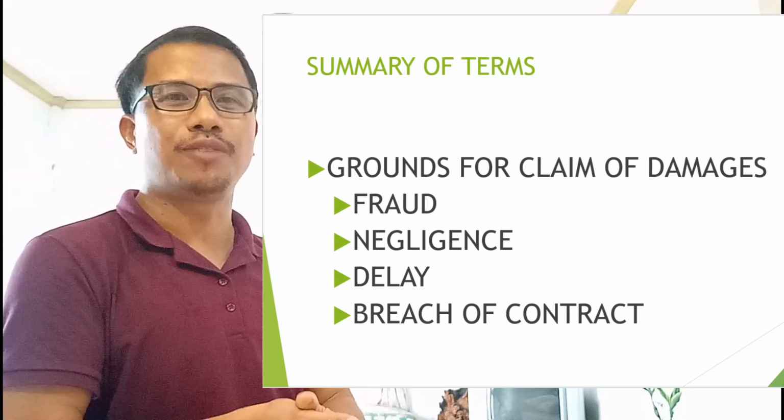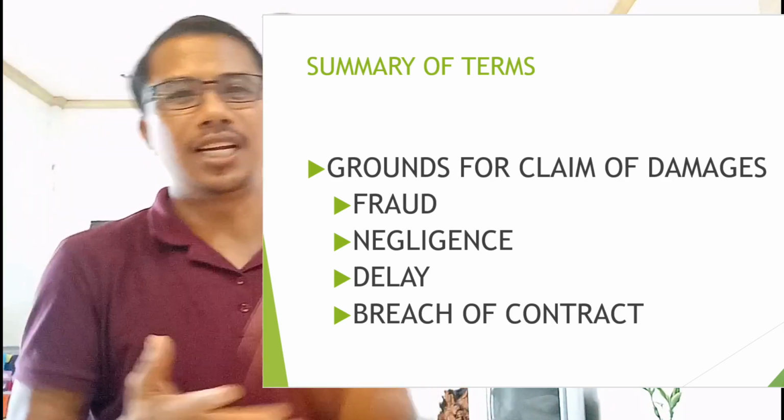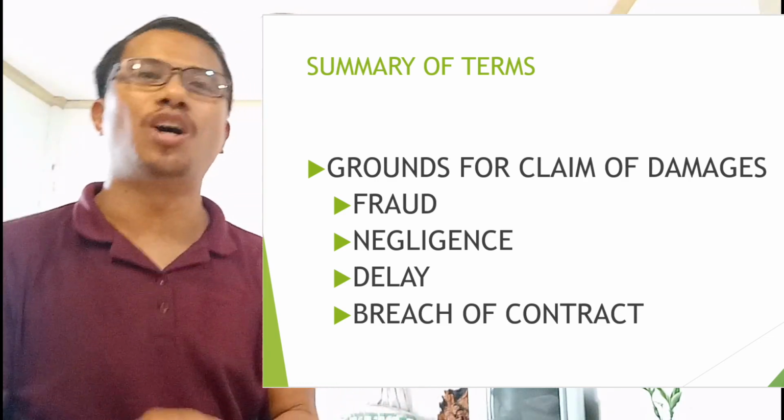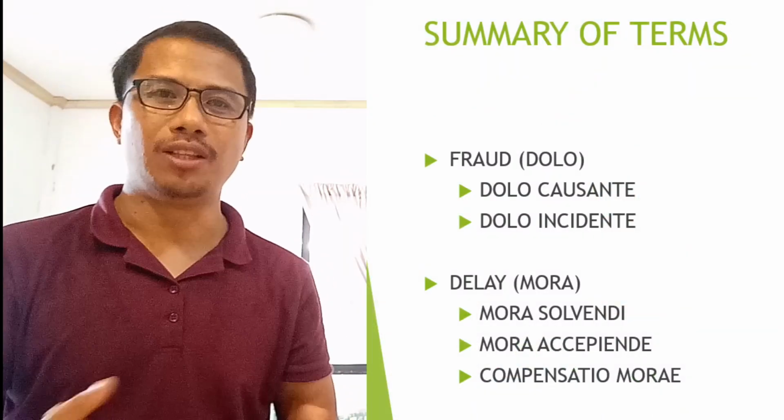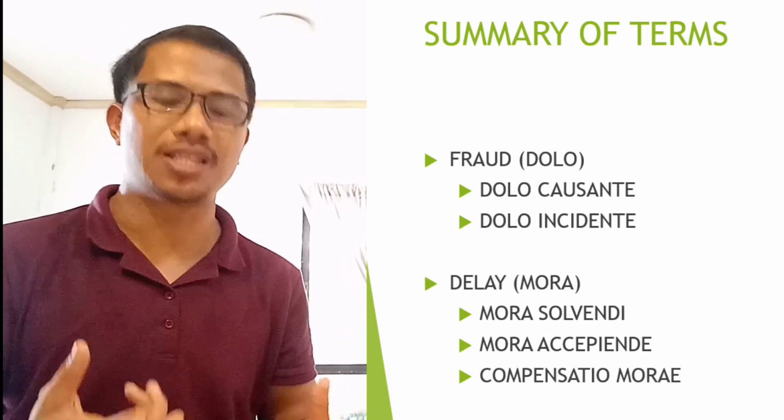There are 4 grounds for claims of damages. These are fraud, negligence, delay, and breach of contracts. When we talk about fraud, fraud is otherwise known as dolo. And there are 2 kinds of fraud: dolo causante and dolo incidente.